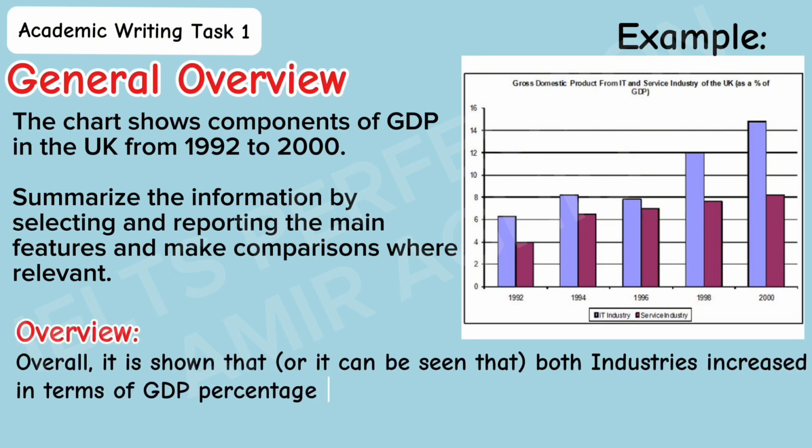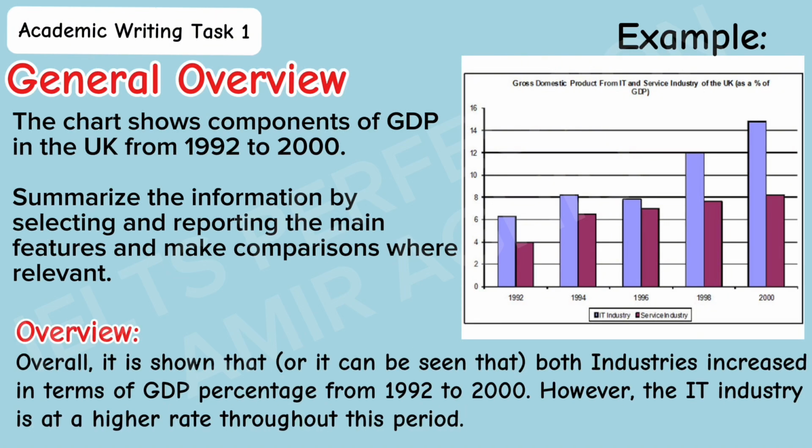Overall, it is shown that both industries increased in terms of GDP percentage from 1992 to 2000. However, the IT industry is at a higher rate throughout this period.